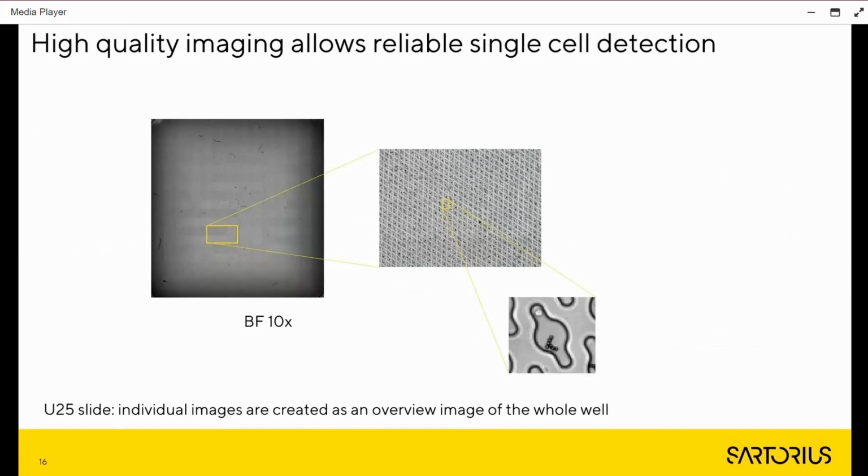In this example, we will be looking at a single well from a U25 slide that contains 200,000 nanowells per each individual well. The slide here is scanned with a 10x objective and it is acquired in the bright field channel. All of the individually acquired images are stitched to create an overview image of the whole well. Using a high quality imaging platform, we can easily identify cells when zooming in on each individual nanowell. Even with a 10x objective, we can also see individual beads.